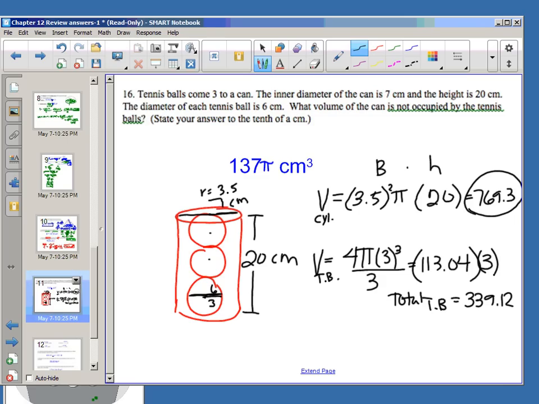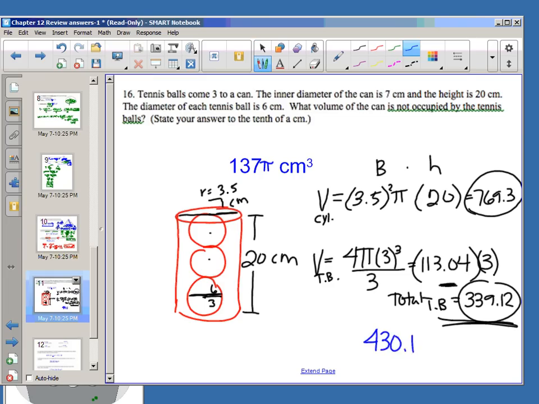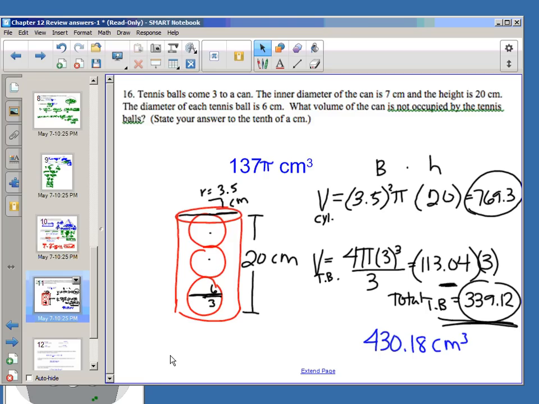So this is the whole cylinder, and this is the tennis balls. I'm trying to find the blank space, so I'm going to take away the tennis balls and see what I'm left with. And I'm left with 430.18, which is in centimeters cubed. If you notice, my answer says 137 pi. I'm just going to double check. That's 430.18. I left mine in pi when I originally did it, but now I just left it.